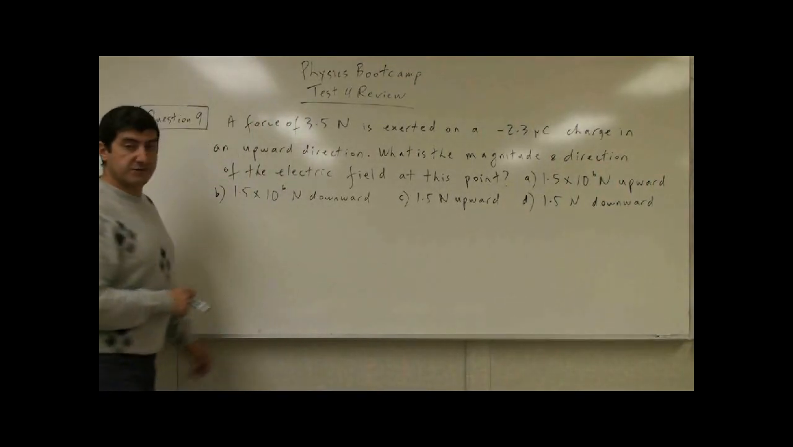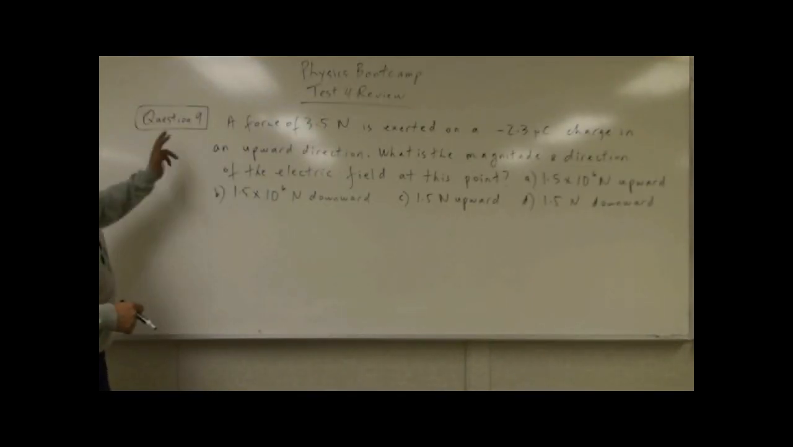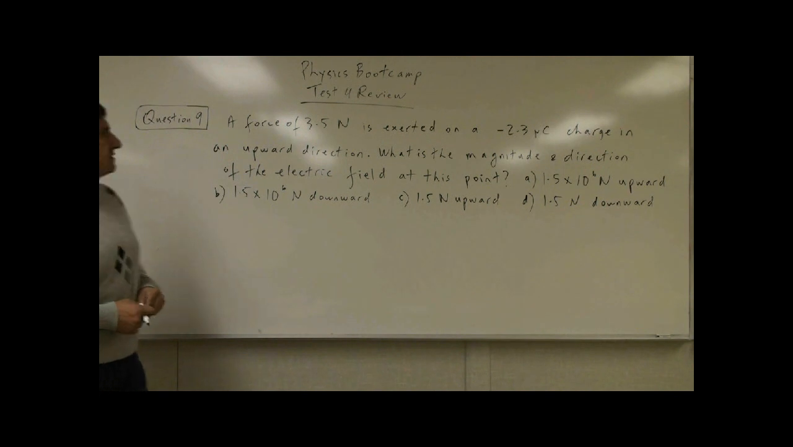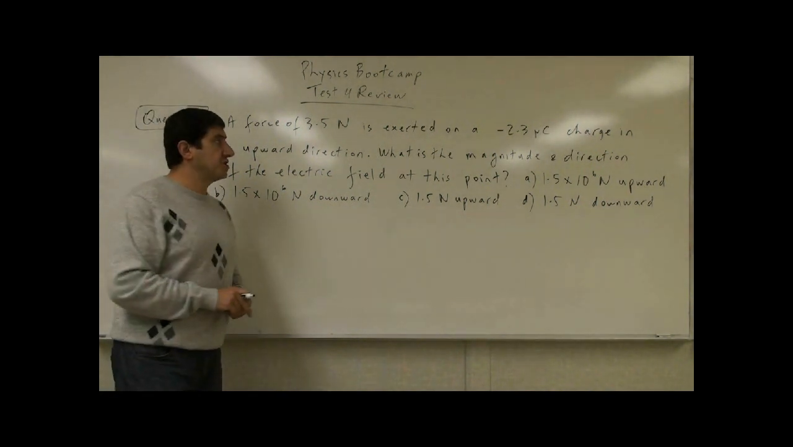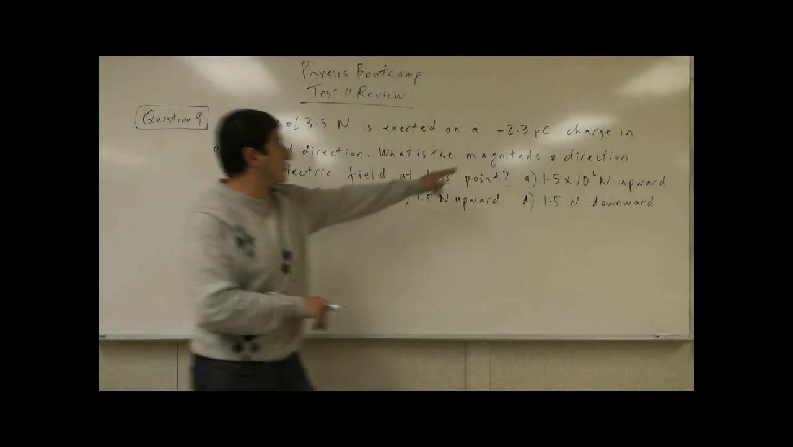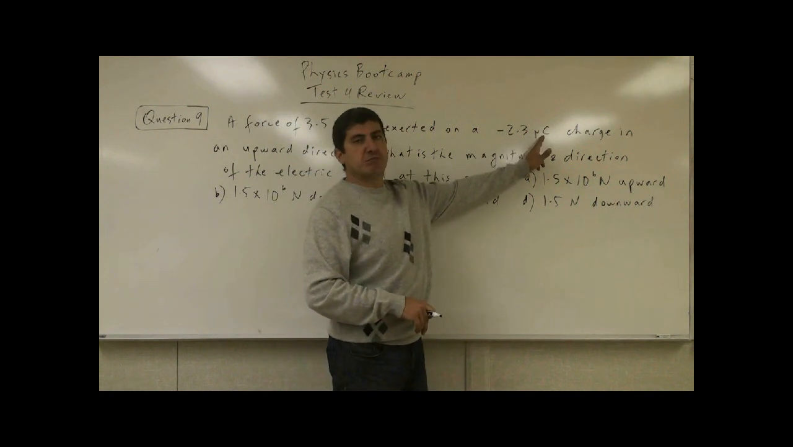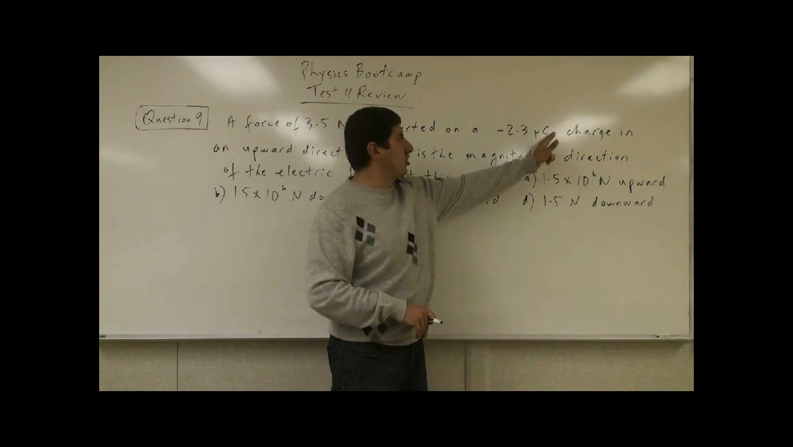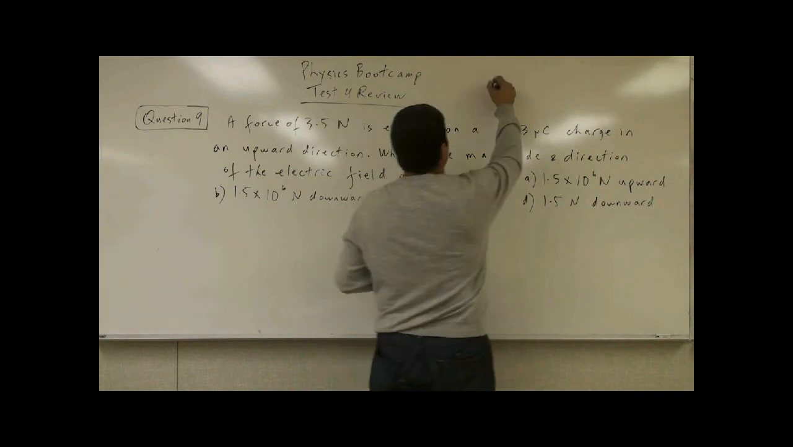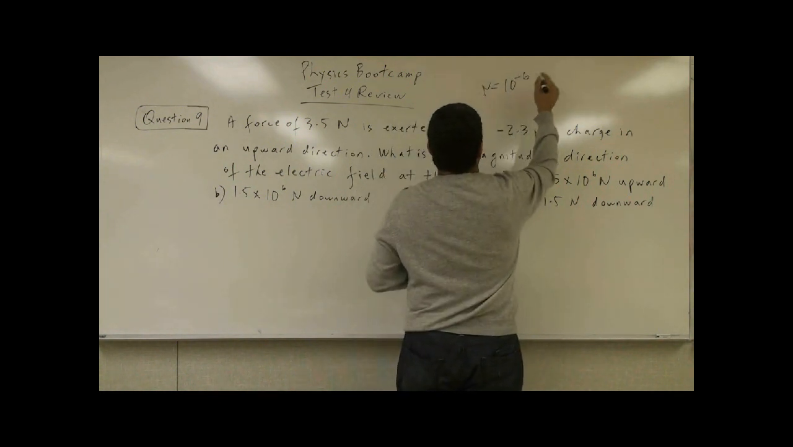Question 9 of the Test 4 review, Physics Bootcamp. Question 9 says a force of 3.5 newtons is exerted on a negative 2.3, and then this symbol here is microcoulomb charge. Micro means 10 to the minus 6.